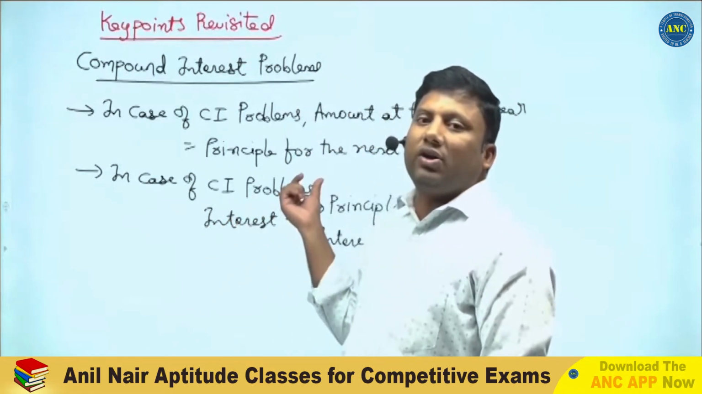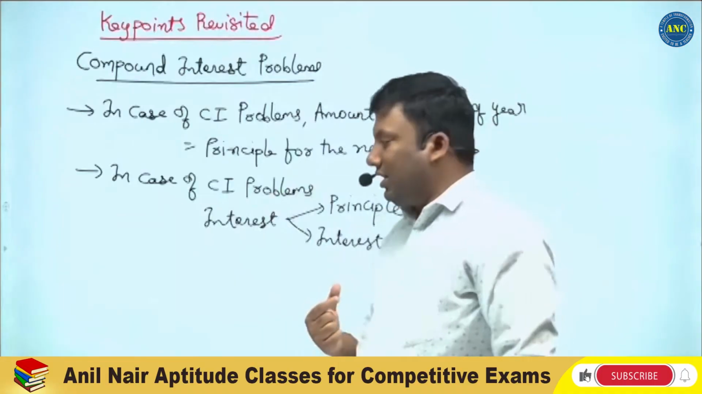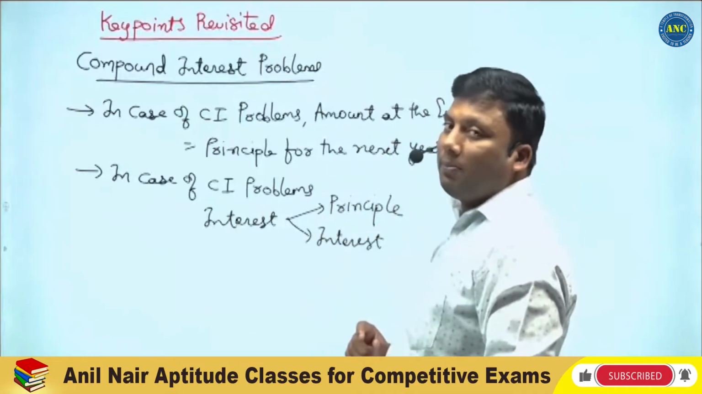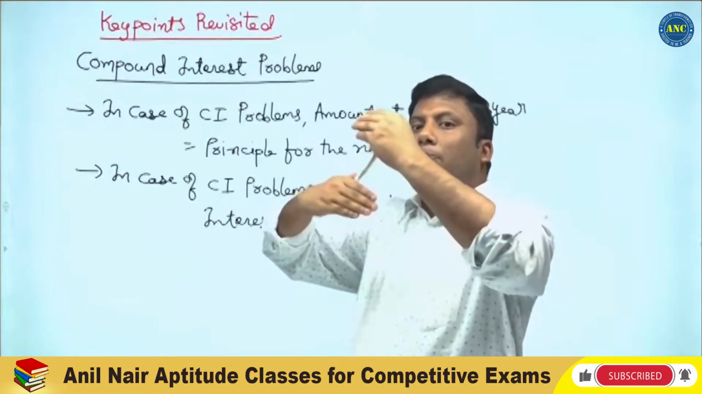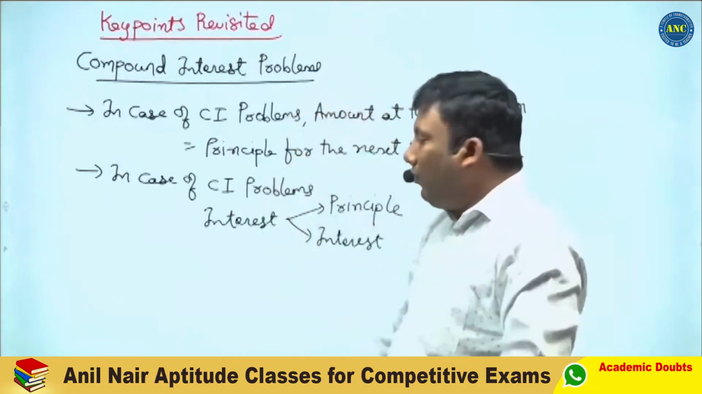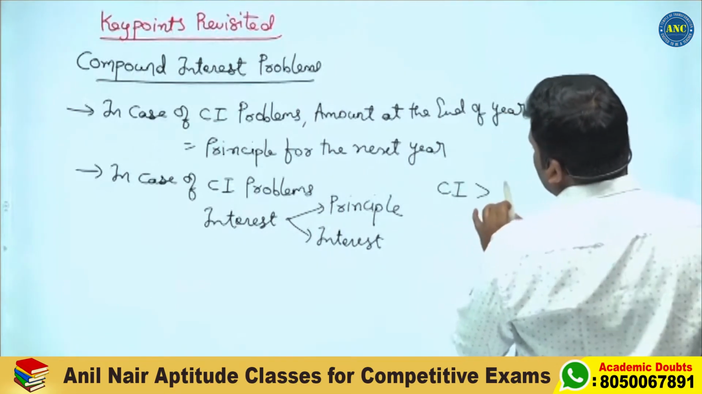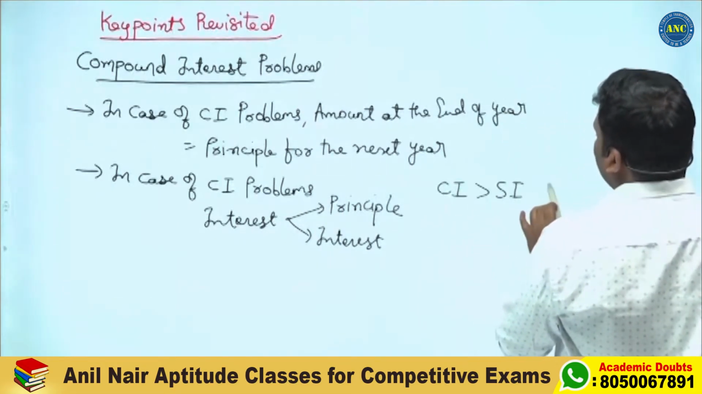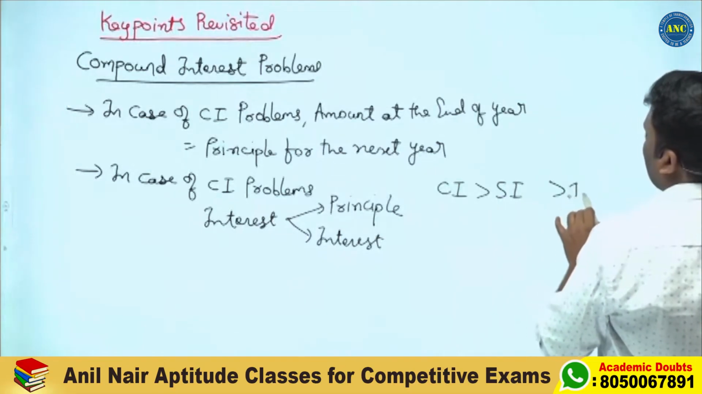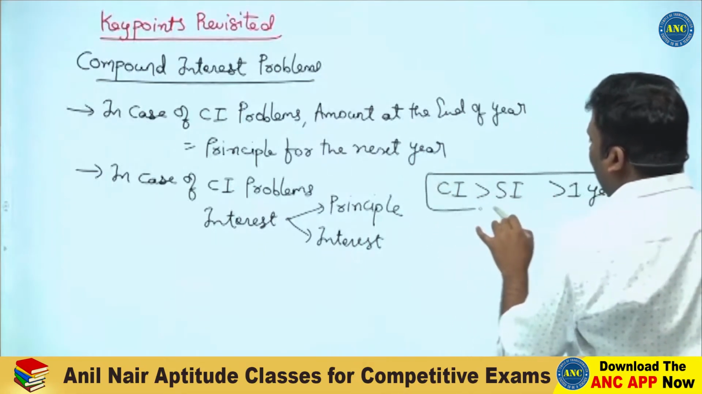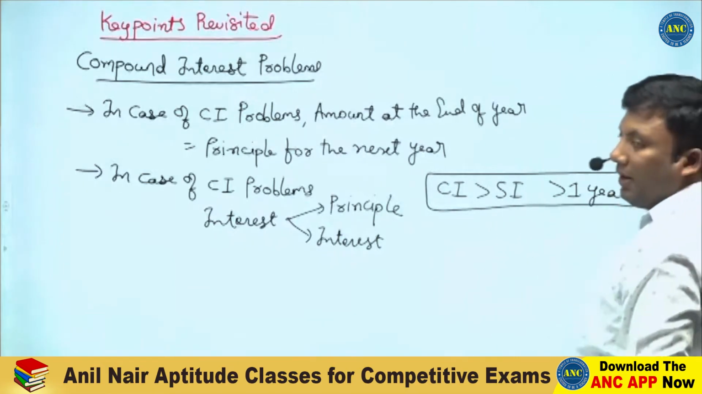Interest is calculated on the principal as well as interest. But in simple interest, interest is calculated only on principal. That is the reason compound interest values are always greater than simple interest values after the first year. CI is always greater than SI if it is after 1 year. Greater than 1 year, compound interest value will always be greater than simple interest value.